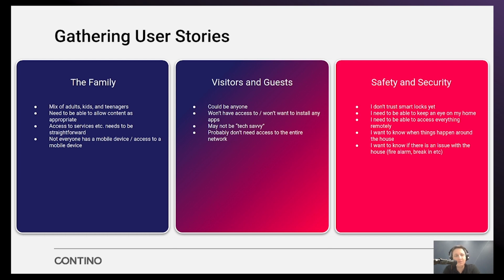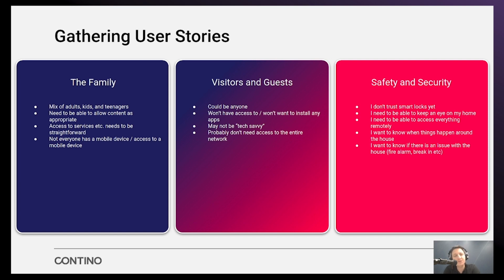And not everyone has a mobile device or access to a mobile device. This comes back to the smart switches as well. Our youngest doesn't have a mobile phone, and therefore she doesn't have the app to control the house. She can talk to the Amazon Echo, and 75 to 80% of the time it responds. But it is a challenge that we have.